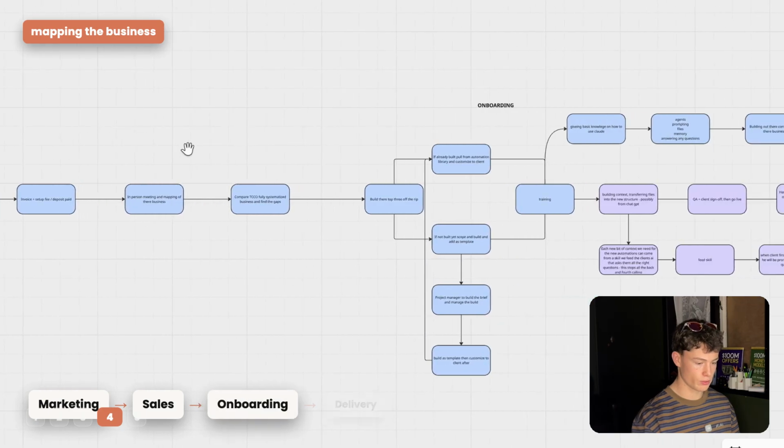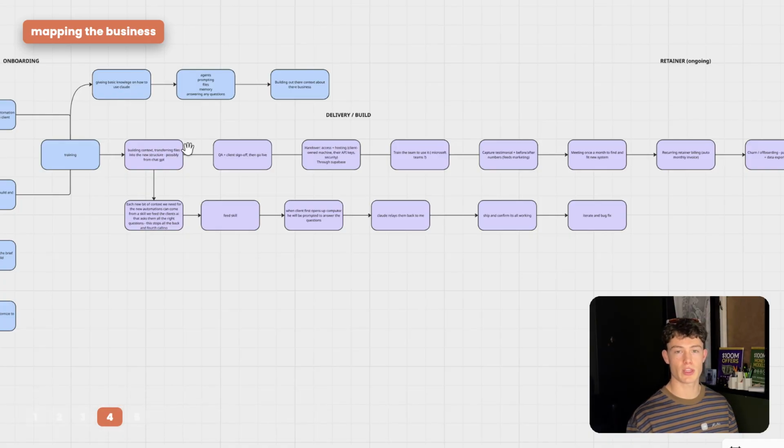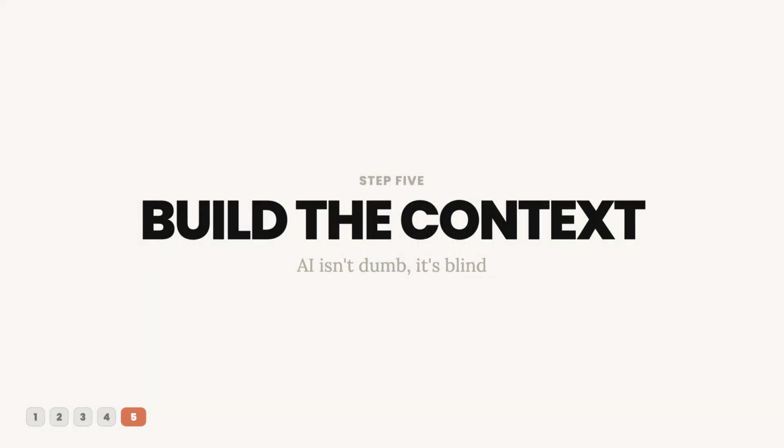It goes into sales, onboarding, delivery, basically your whole business written down. If you're a big company, you might have to interview other team members to fill in the gaps that you don't know. Step 5 is building out the context.